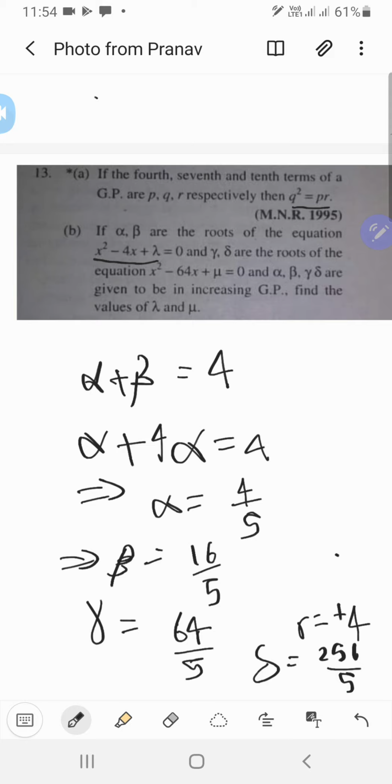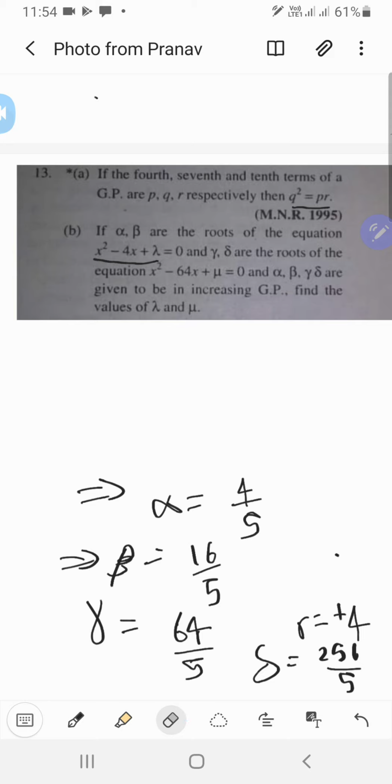Okay, that's nice. Let's just check this. Gamma plus delta is going to be equal to 320 upon 5, which is 64. That's correct. So yes, this does work. Okay, and we are supposed to find the values of lambda and mu. Oh, that's nice. So lambda and mu are going to be the product of alpha beta and the product of gamma delta, because the coefficient of x squared is 1.